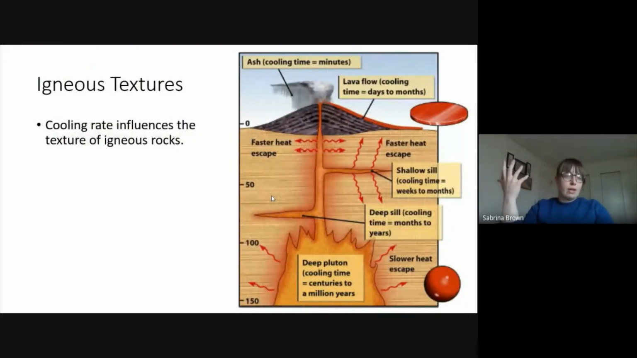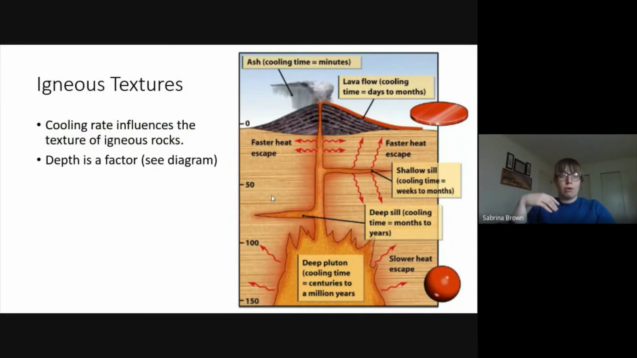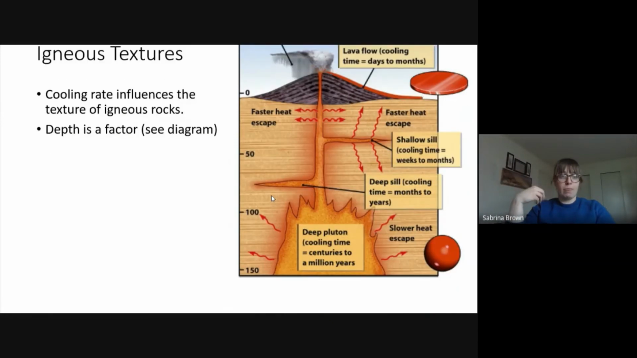All right, so as we mentioned, cooling rate influences the texture of igneous rocks. How deep they cool is a factor. The closer you are to the surface, the faster you're going to cool. If you're really down deep in the earth, it's going to take you a really long time to cool, because it takes longer for heat to escape towards the surface. The closer you are to the surface, the faster heat can escape.